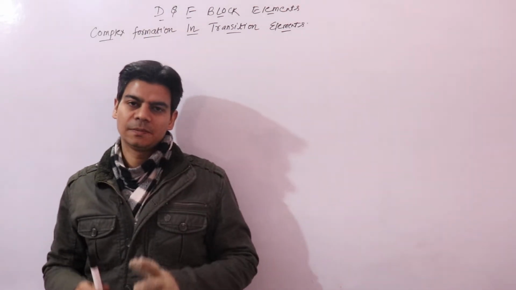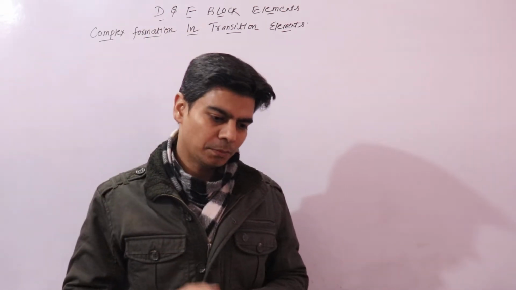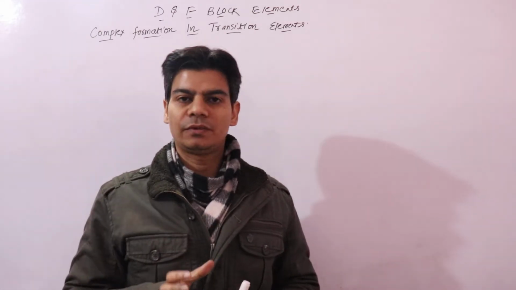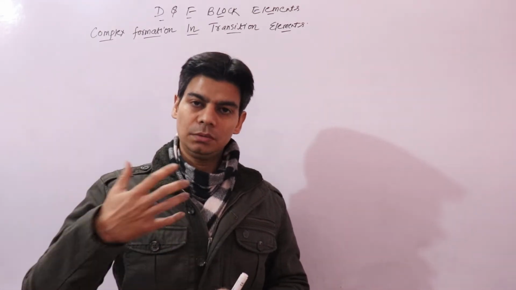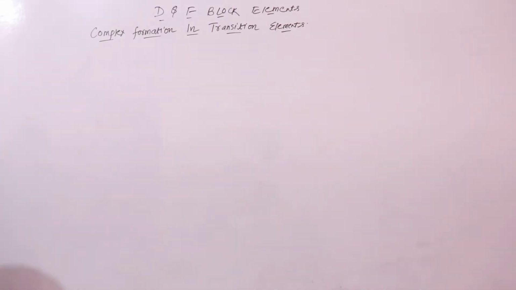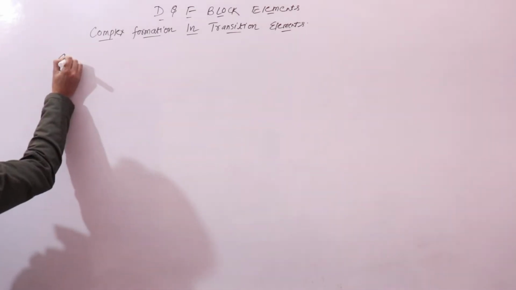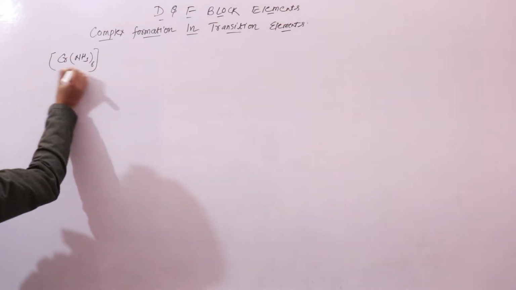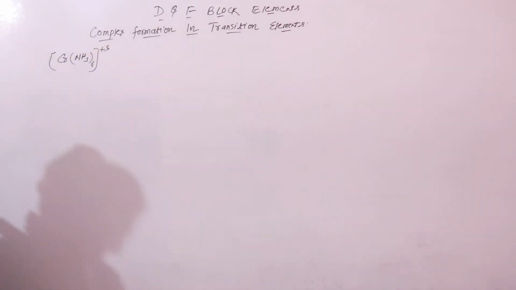In this class we will go through another very important property of transition elements, which is the ability of transition elements to form complex compounds. Right? Complex compounds, for example, what kind of complex compounds? Example, Cr(NH3)6 3+. This is a complex compound.